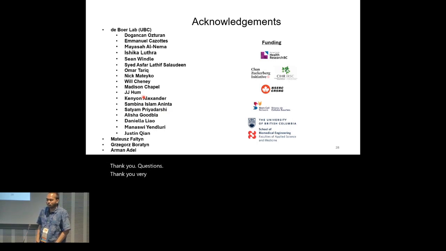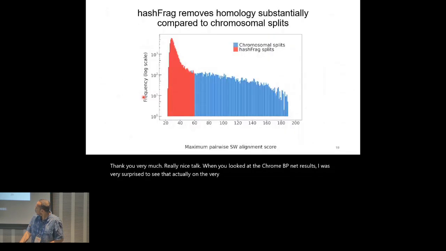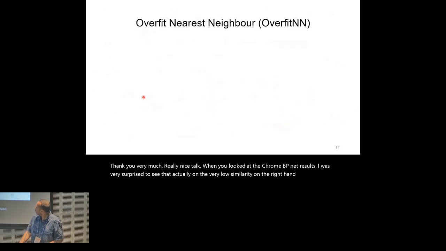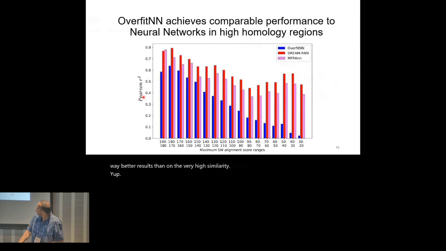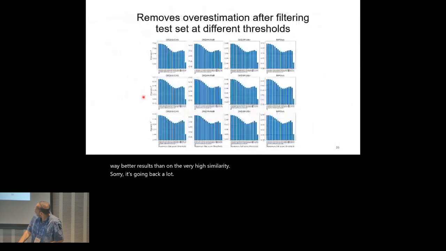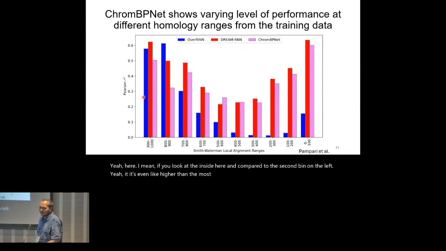Thank you very much. Really nice talk. When you looked at the ChromBPNet results, I was very surprised to see that on the very low similarity bins on the right-hand side, you have way better results than on the very high similarity. If you look at the end side here and compare to the second bin on the left, it's even higher than the most homologous bins, and it's almost the same as in the middle. So do you have any hypothesis why this is going on?